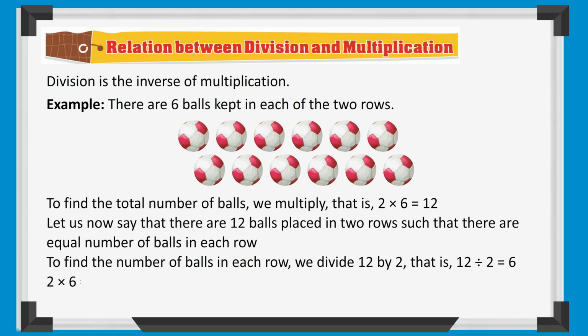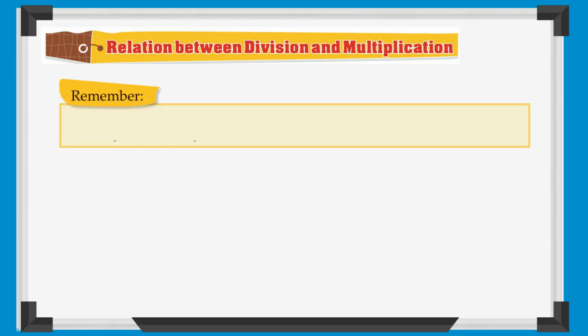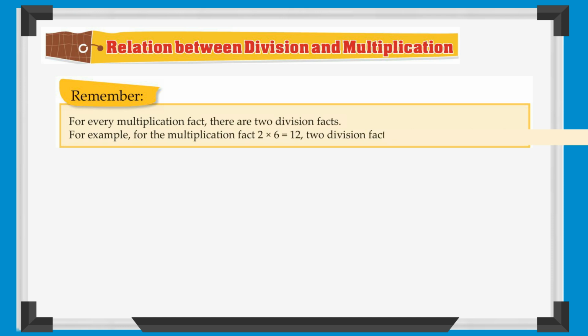2 times 6 equals 12 is known as the multiplication fact, and 12 divided by 2 equals 6 is known as the division fact. Remember, for every multiplication fact, there are 2 division facts. For example, for the multiplication fact 2 times 6 equals 12, 2 division facts are 12 divided by 2 equals 6 and 12 divided by 6 equals 2.